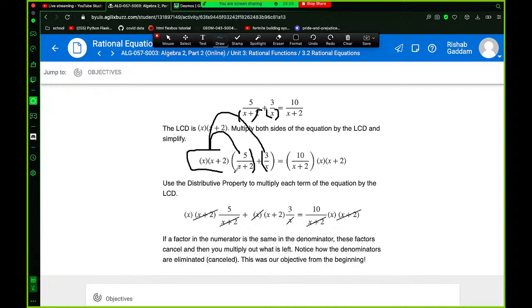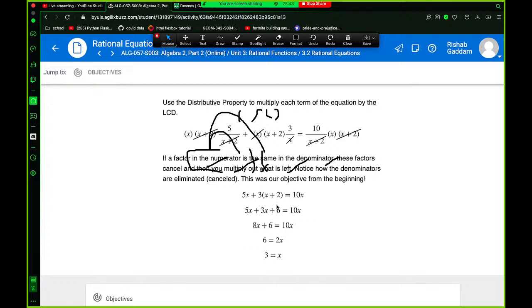So basically, you can cancel this out, and for this one, you can cancel x, but leave the x plus 2 over here. So that means that we take out the denominators and effectively the fractions in one blow. And now, as you can see, we get this answer right here. So yeah, we get this when we simplify this.